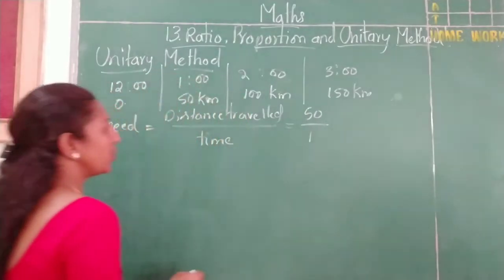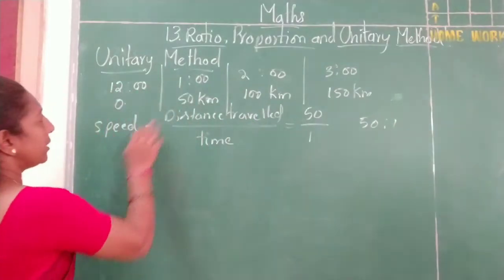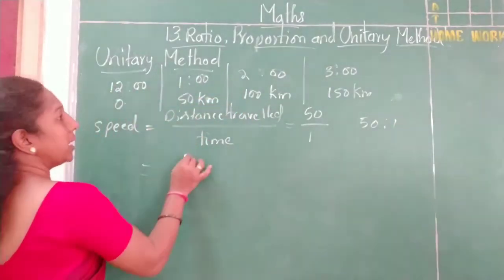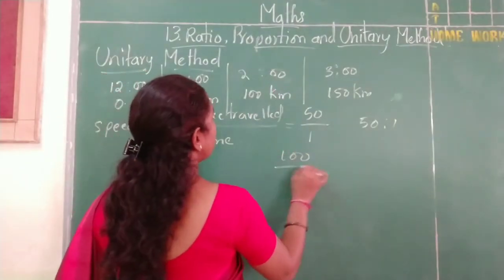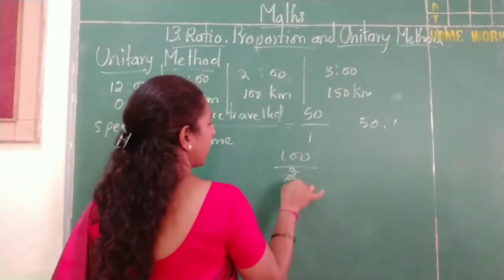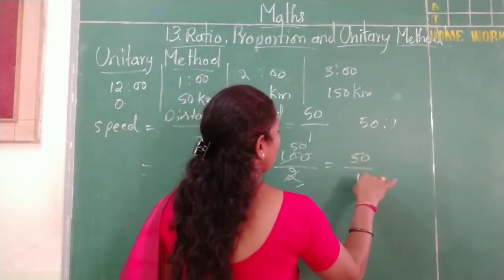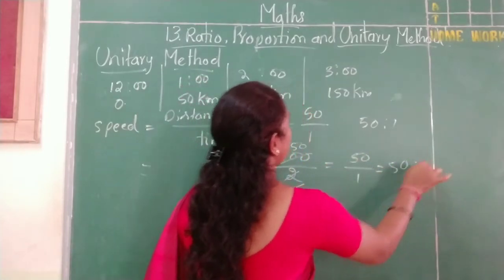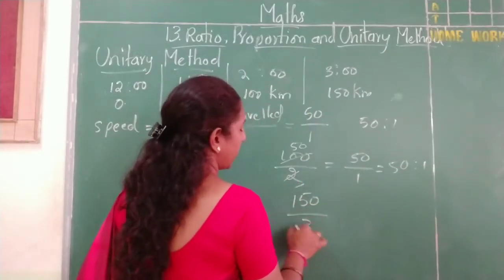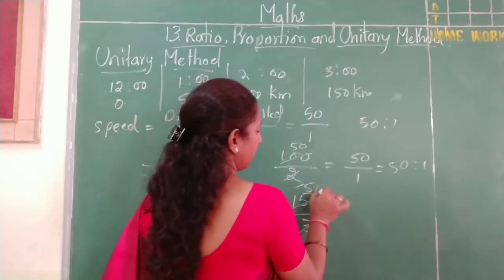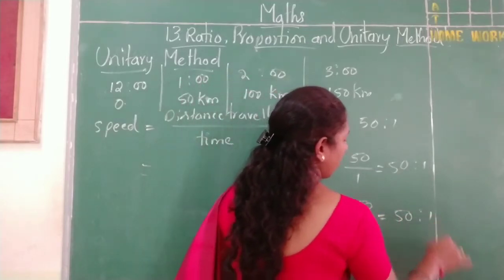So the ratio is 50:1. Now if I take the second, that is 100 kilometers divided by 2. If I cancel, I will get again 50/1, that is 50:1. Now if I take 150 divided by 3, 3 ones are 3, 3 fives are 15, so 0. So 50/1, that is 50:1.